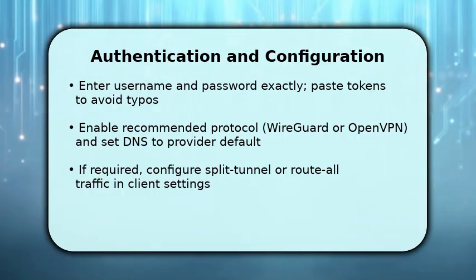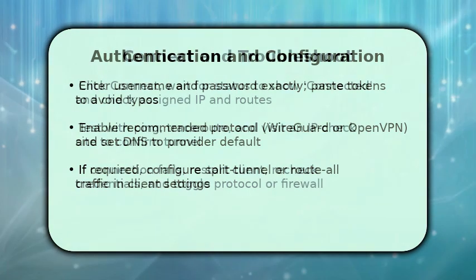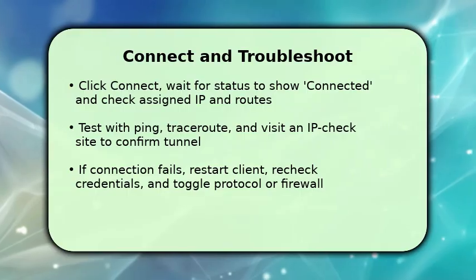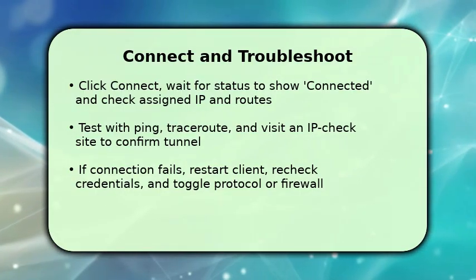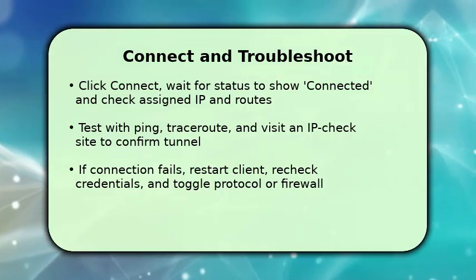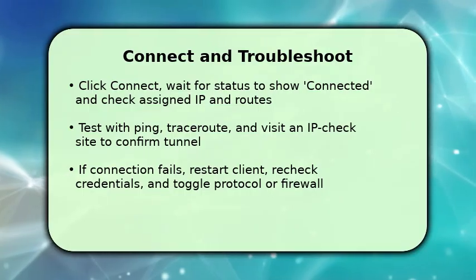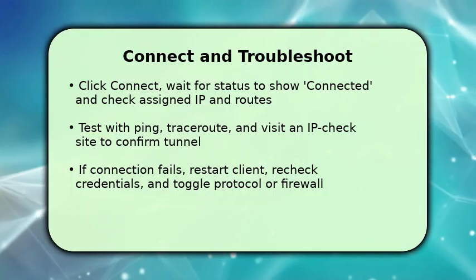You finish by initiating the connection and verifying the tunnel is active. Click Connect and wait until the client shows connected, then confirm your assigned IP and routes. Once done, test with a ping or trace route and load an IP check site to ensure traffic uses Jump. If it fails, restart the client, re-enter credentials, and try switching protocol or disabling firewall rules temporarily.